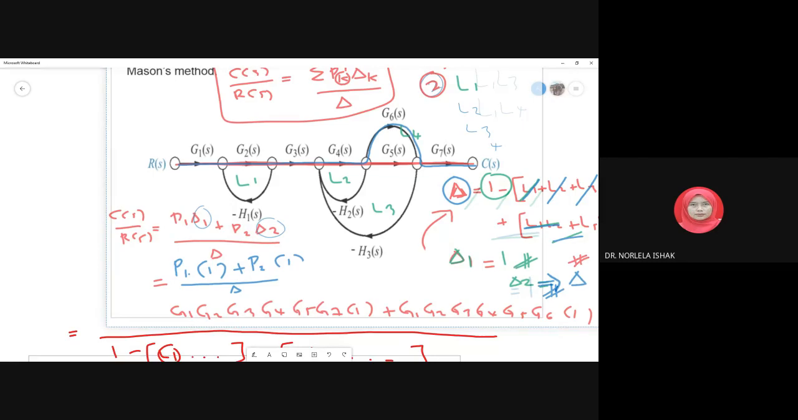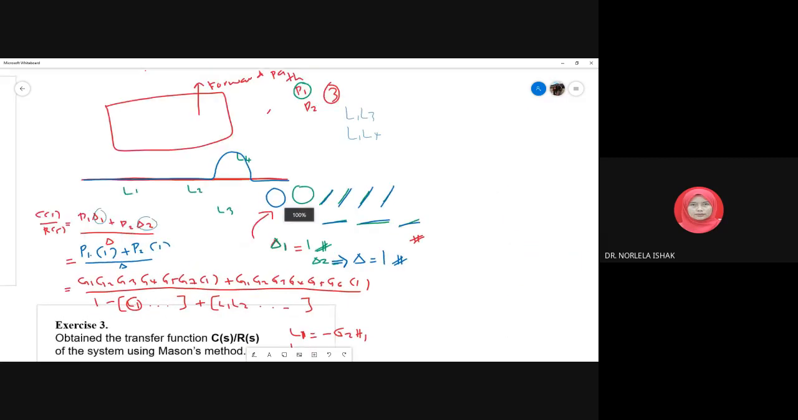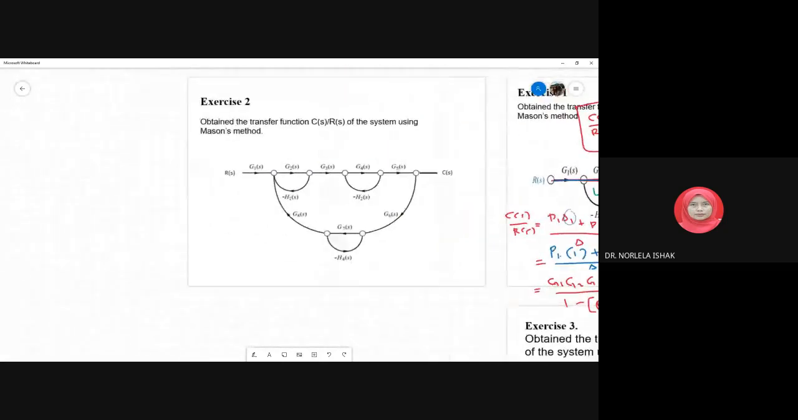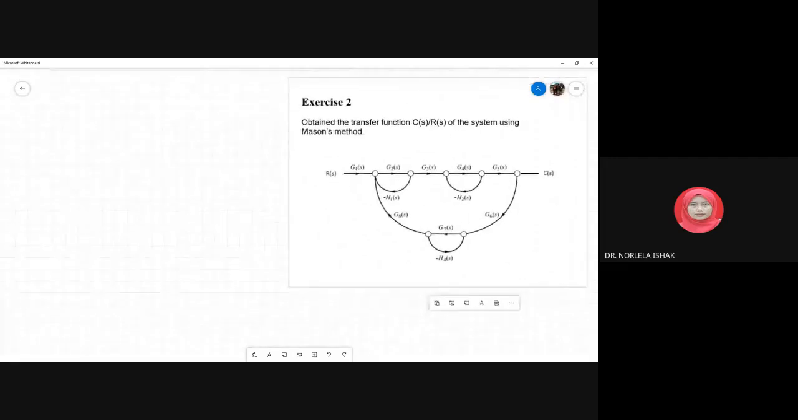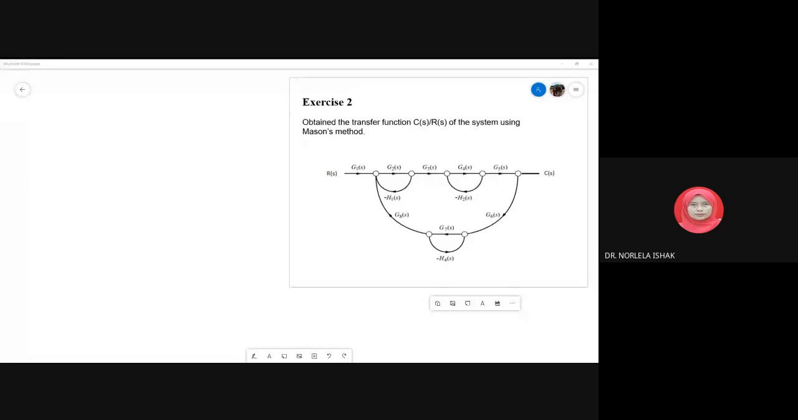So next question, number 2. Siapa dah cuba question number 2? Sekejap. Okay, question ni, question number 2. Okay, who wants to try question number 2? How many loops? Question number 2. Tengok sikit siapa yang ada dekat sini.